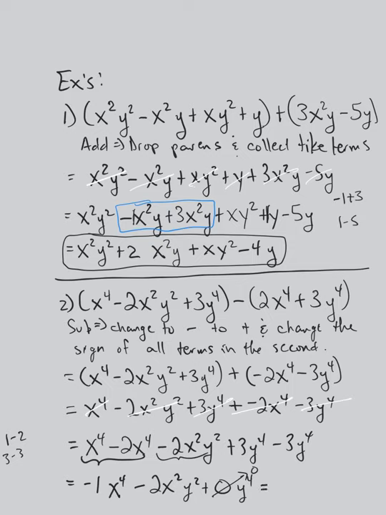So the way we would write this answer, you could keep the negative 1 in front of the x to the fourth, but just general practice is if your coefficient is a 1, we don't write it. So most people would write this answer as negative x to the fourth minus 2x squared y squared. That's the way we would write that answer.